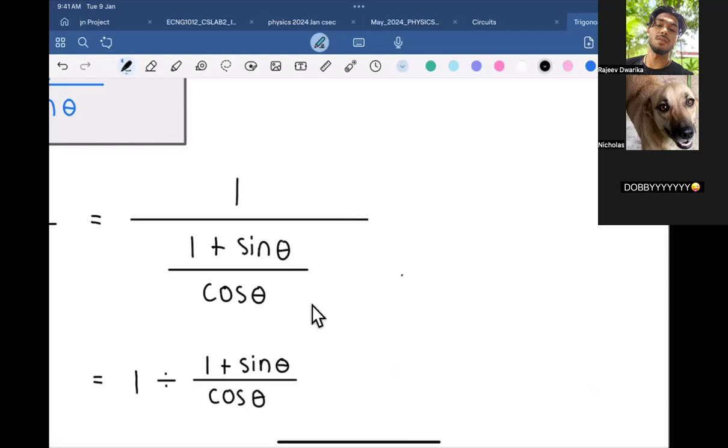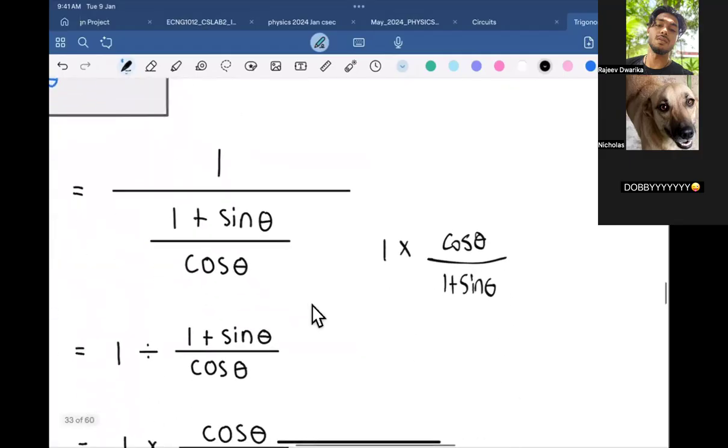Would it be 1 over cos theta? No, wait. It'll be 1 multiplied by cos theta, and then you flip it, so it'll be 1 plus sine on the bottom. Yes. So we're going to put that.